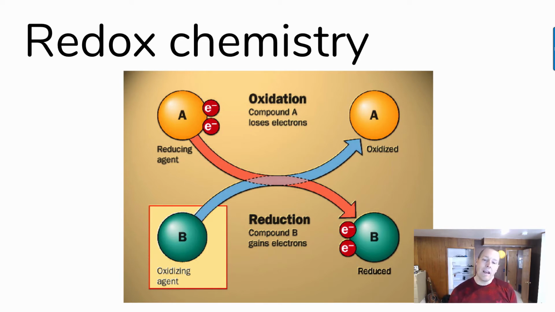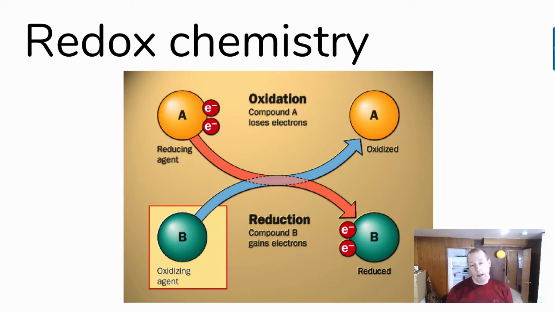When A loses those electrons, it is said to become oxidized, and the process there is oxidation. In oxidation, compound A is losing electrons. You can remember this using the word oil, or the abbreviated term OIL, for oxidation involves loss of electrons. So A is being oxidized because it is losing electrons.